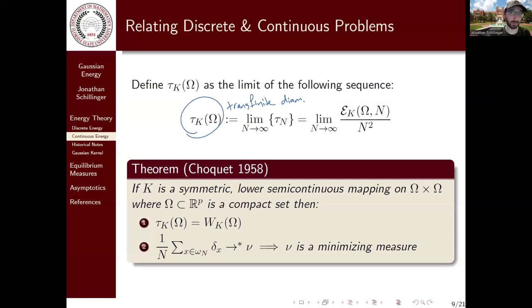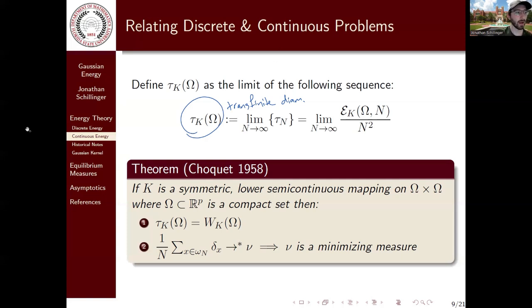Looking at the discrete problem and looking at arrangements of points, in the limit, will tell you information about the optimal measure in the continuous setting. Likewise, the continuous measure will give you some geometrical information about where you might want to place optimal points in the discrete setting.